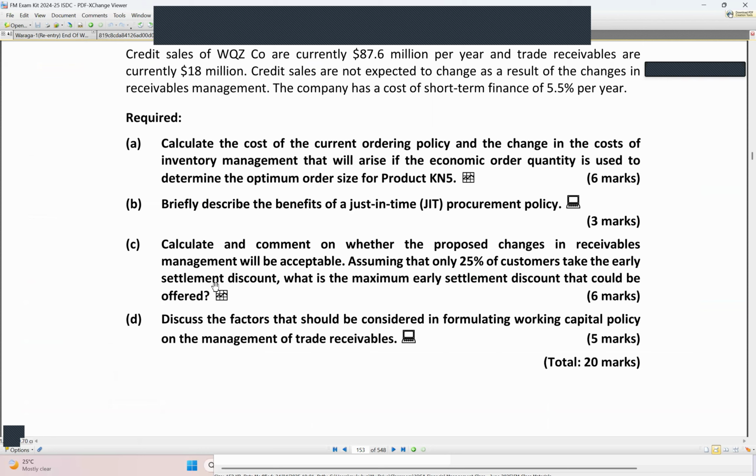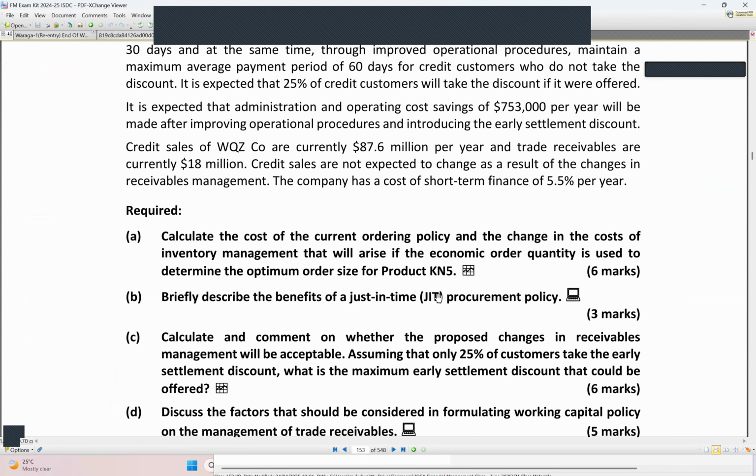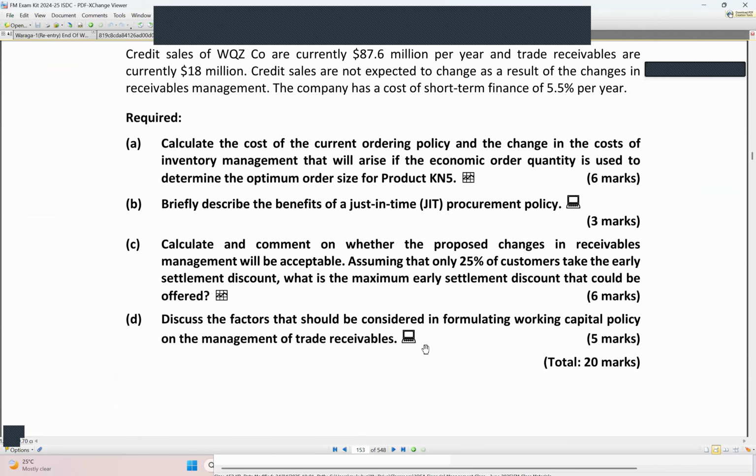Then the other thing is to calculate on and comment on whether the proposed changes in receivables management will be acceptable. Assuming only 25% of customers take in the early settlement discount, what's the maximum early settlement discount that could be offered? These are two questions, so don't confuse them. Let's first handle the first one.